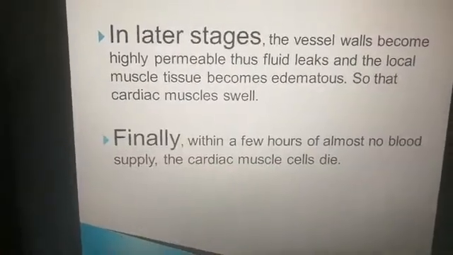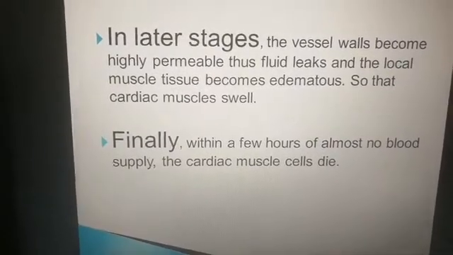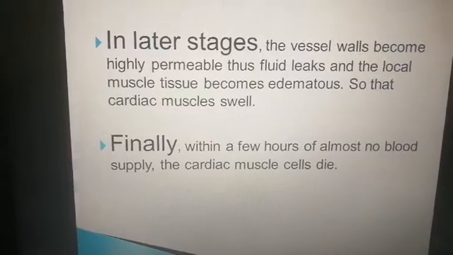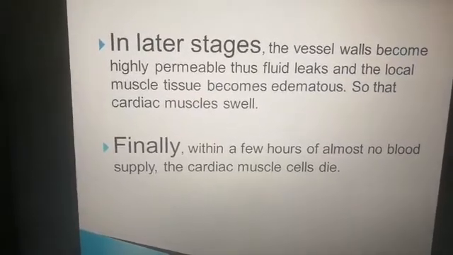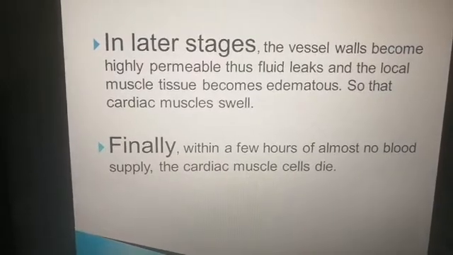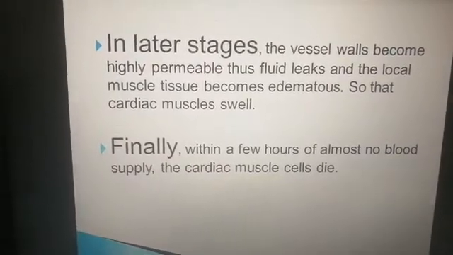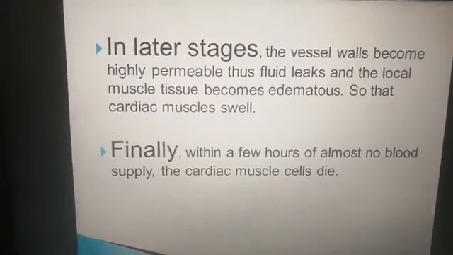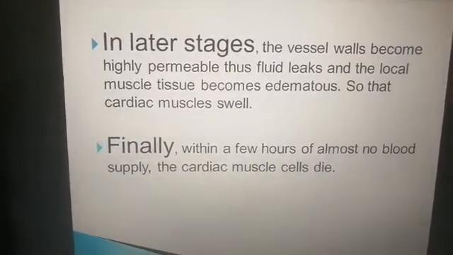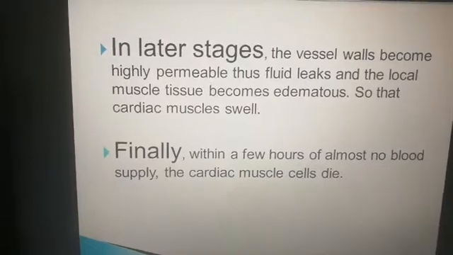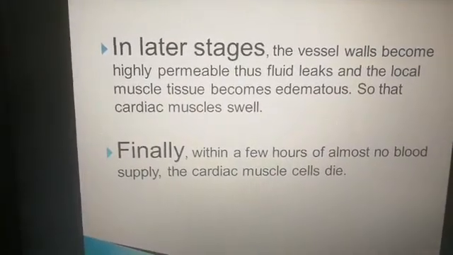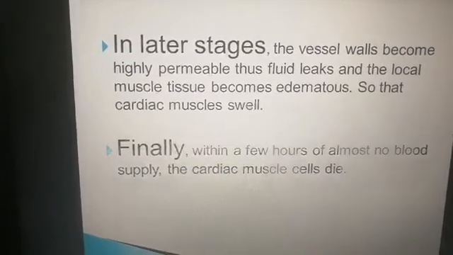In later stages, the vessel walls become highly permeable, so fluid leaks, and the local muscle tissue becomes edematous, so that the cardiac muscle swells. So in later stages, there is swelling of the cardiac muscles due to leakage of fluid from the vessel walls. And finally, within a few hours of almost no blood supply, the cardiac muscle cells die. So these are the few events that occur after infarct.